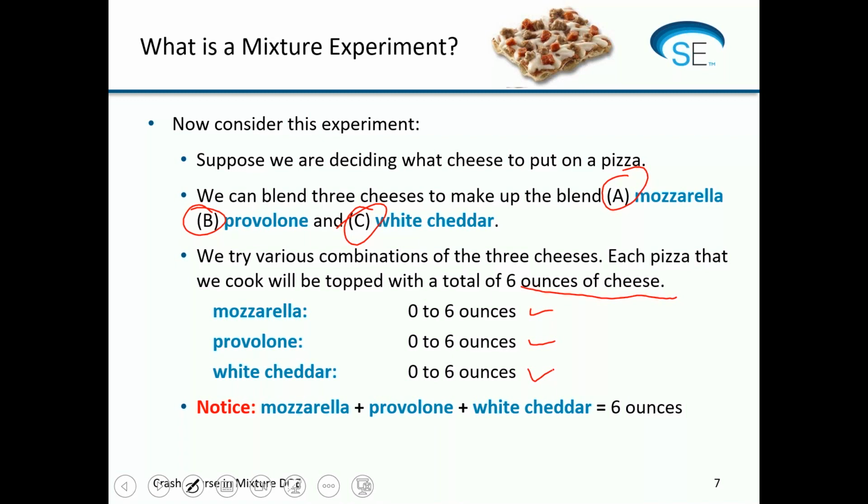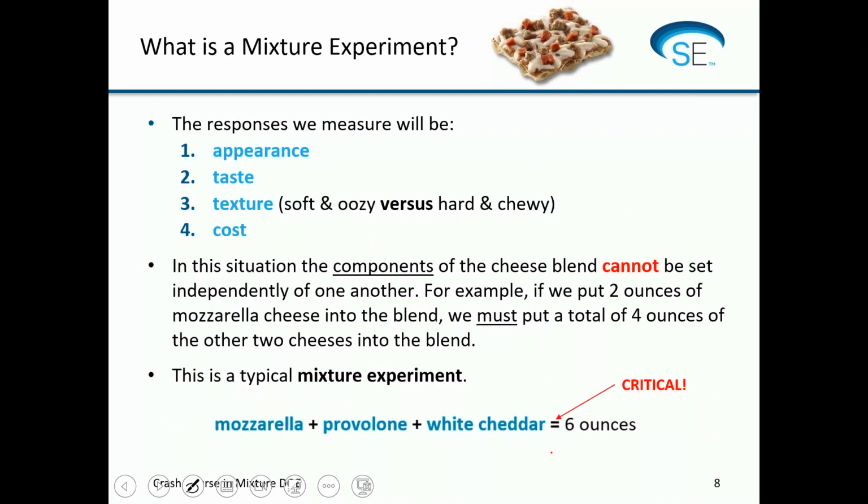Notice that if you put in 6 ounces of mozzarella, you can't put in any provolone or white cheddar. So here is the key. This is what you need to look out for when you're doing this on your own. Mozzarella plus provolone plus white cheddar has to total 6 ounces. So I could put in 6 ounces of one and 0 ounces of the others, or 3 of provolone, 3 of mozzarella, and leave the white cheddar out, and so on. The responses that we're measuring here are appearance, taste, texture, and of course the cost.